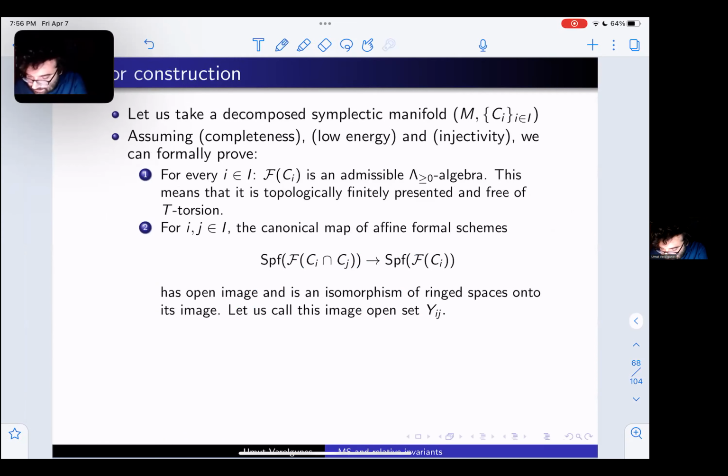And then you have this restriction map from the big set to the double intersections, and you look at the induced map on formal schemes. This actually has open image, and it's just an affine open inside here. The image is an affine open here, and the reason why this is true is something like this.